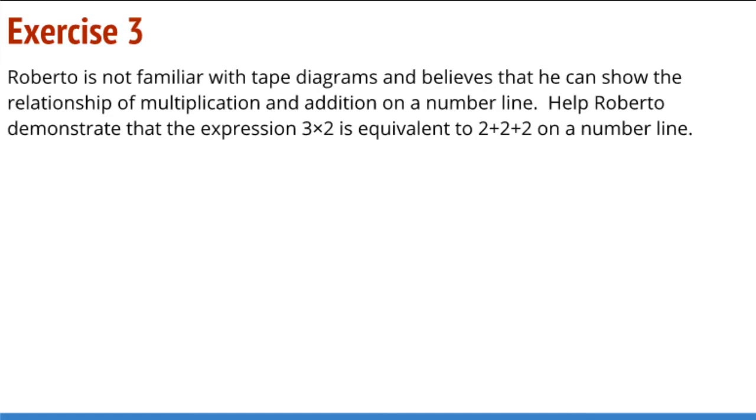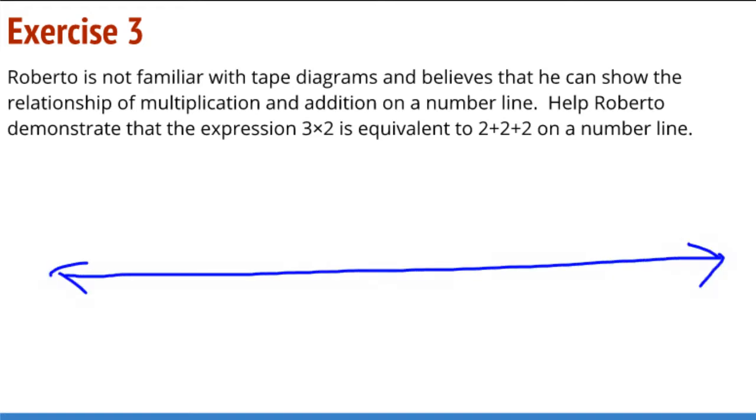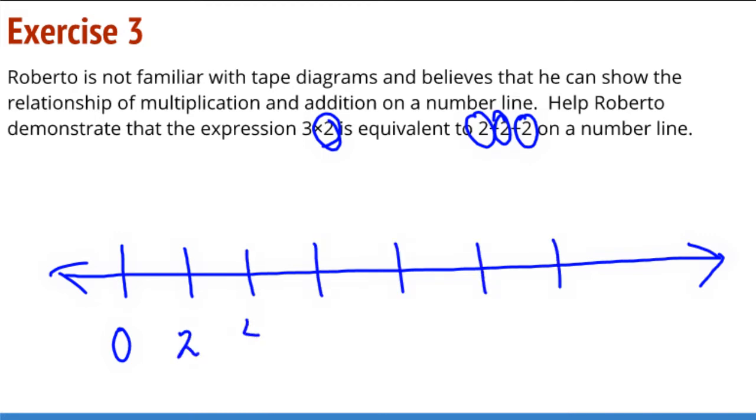All right, so Roberto is not familiar with tape diagrams and believes that he can show the relationship of multiplication and addition on a number line. So help Roberto demonstrate that the expression 3 times 2 is equivalent to 2 plus 2 plus 2 on a number line. So the first thing I need is a number line. And we're working on the positive side here, so I'm going to set 0 over here. And it looks to me like we're working in groups of 2. Everything seems to be in 2, so I'm going to count by 2's. 2, 4, 6, 8, 10, 12.